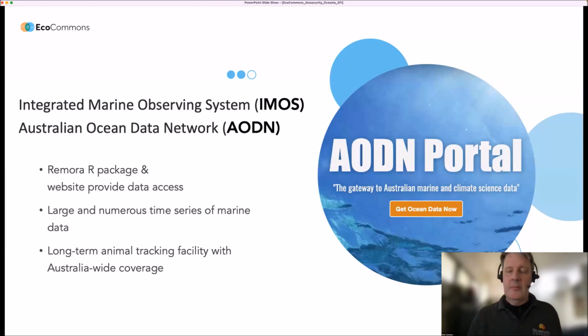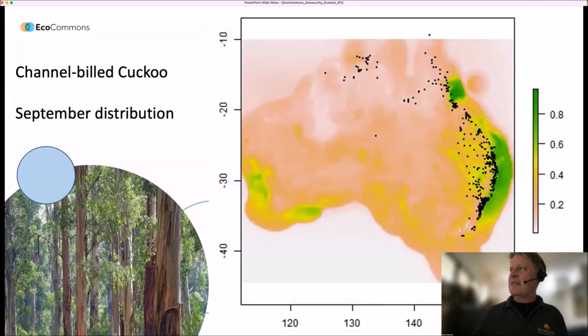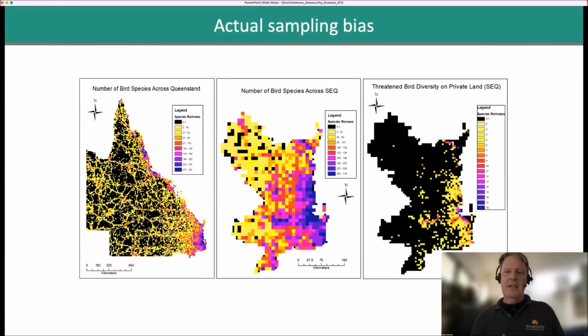And again, that's only possible because people like IMOS and AODN have put all the data together, and we can draw from it and play with it. And we've done a similar exercise with Ratos. So they have a lot of climate data, and they have all of BOM's time series data that's been rasterized, and it's very easy to access through them. And we're trying to get that, but this is the same kind of caper, right? So we're predicting how the channel-billed cuckoo, which is a migratory cuckoo, comes in and out of Australia.